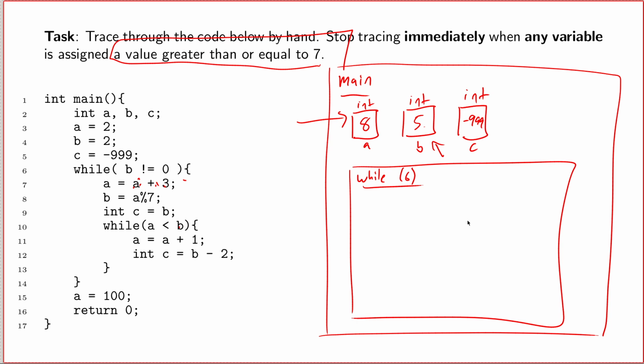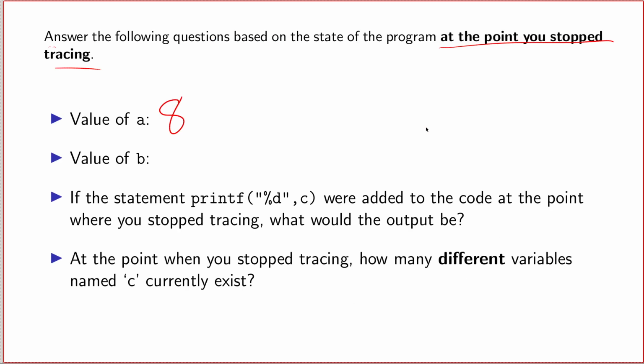What's the value of the variable b? Okay, same story. Nothing called b in here. I go looking outside, and its value is 5. And then there's this weird thing.